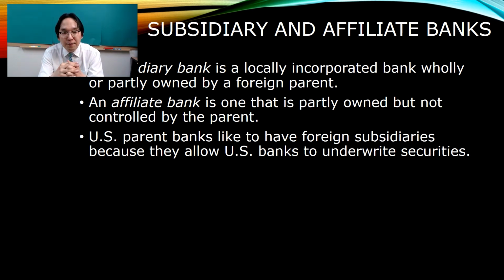Anyway, an affiliated bank is one that is partly owned but not controlled by the parent. And then U.S. parent banks like to have foreign subsidiaries because they allow U.S. banks to underwrite securities. Underwriting securities is like issuing your stock. Let's say Coupang, right? Coupang doing an IPO on the New York Stock Exchange, right? Remember that? Coupang, somebody has to be an underwriter. Underwriter, what do you mean?